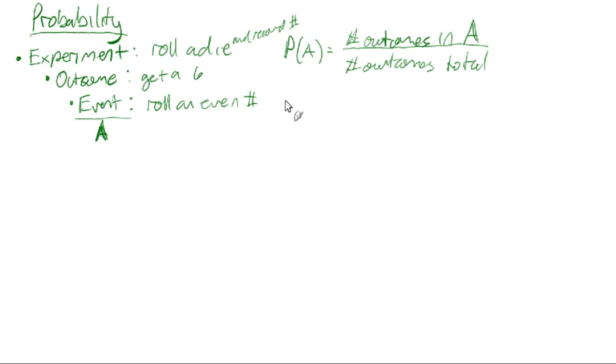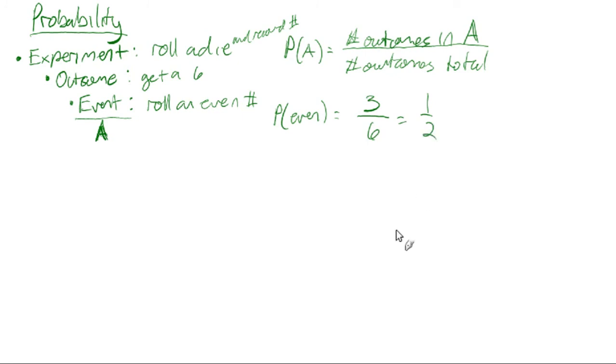What's the probability of getting an even number? That's event A. So what number of outcomes are there in A of getting an even number? You have 2, 4, and 6. Those are all the even numbers. So you have 3 outcomes in A. The total number of outcomes is 6.